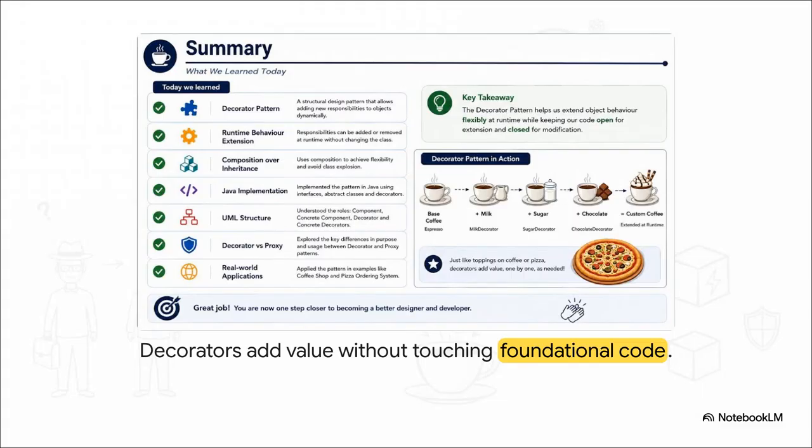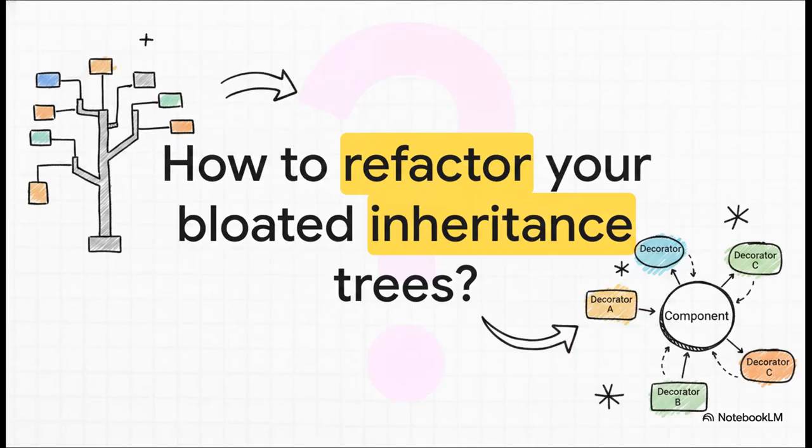So, the crucial point is this. The decorator pattern allows us to champion composition over inheritance. Just like stacking toppings on a pizza or stirring ingredients into a coffee, decorators add value one by one exactly as you need them. And most importantly, they do all of this while keeping your existing foundational code completely untouched and perfectly safe. Which leaves us with one final question for you to consider today.